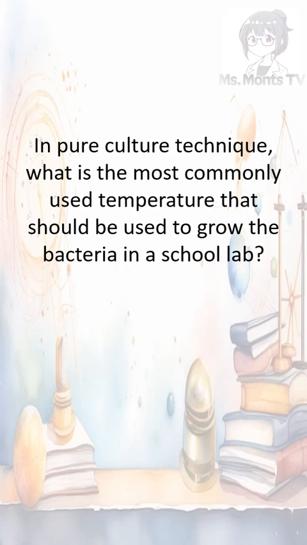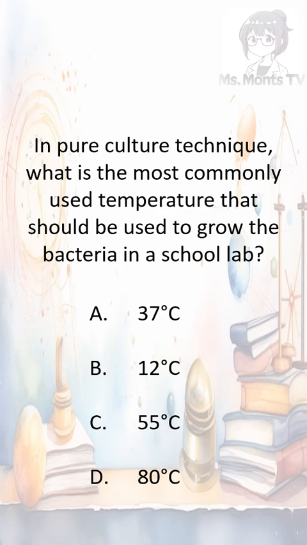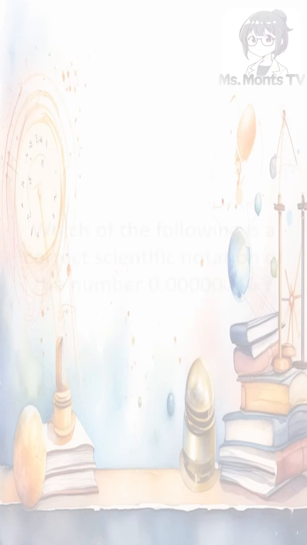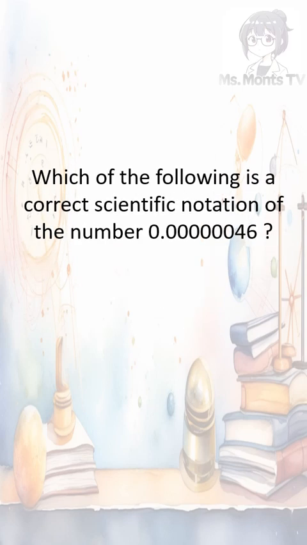In pure culture technique, what is the most commonly used temperature that should be used to grow the bacteria in a school lab? A. 37 degrees Celsius. B. 12 degrees Celsius. C. 55 degrees Celsius. D. 80 degrees Celsius. A. 37 degrees Celsius.